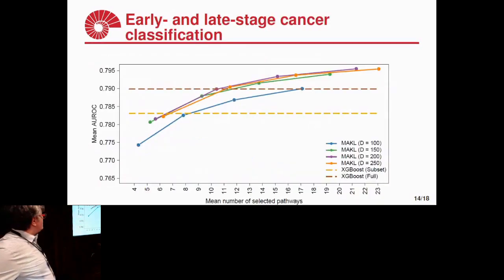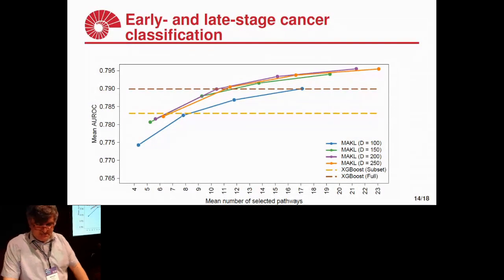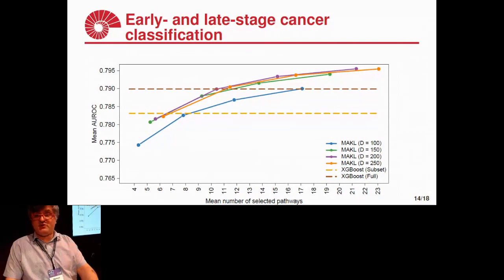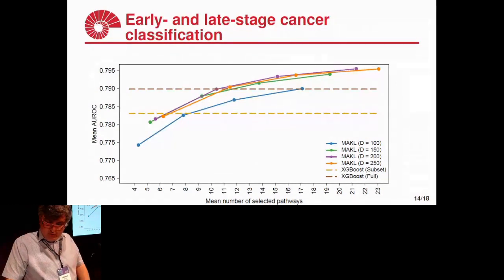Okay, first I would like to show you classification results. On the x-axis, we have the number of selected pathways. Please remember that there are 50 gene sets in total in the Hallmark data set. By using just 20% of those, we are able to beat XGBoost's predictive accuracy. And if you use more than 20% of the pathways, you can also beat XGBoost's predictive accuracy. At the same time, you can identify which pathways are important for the prediction.